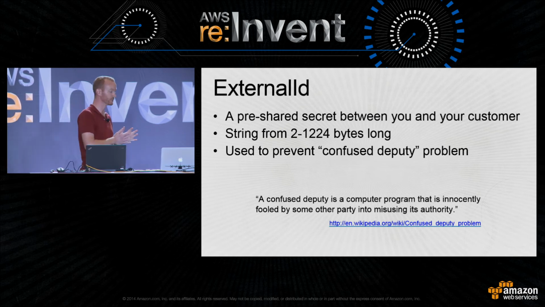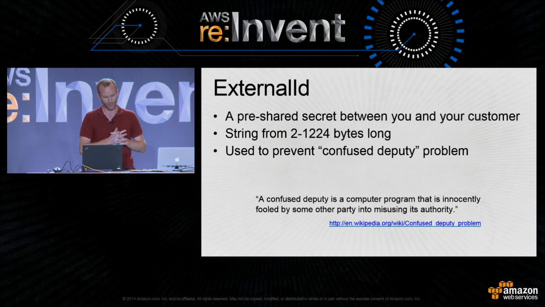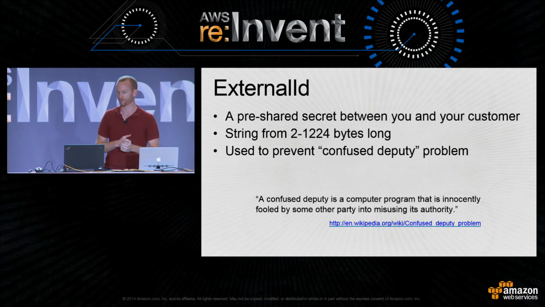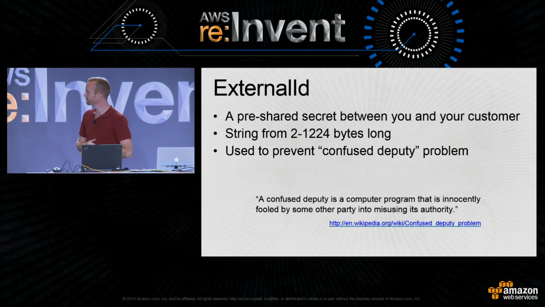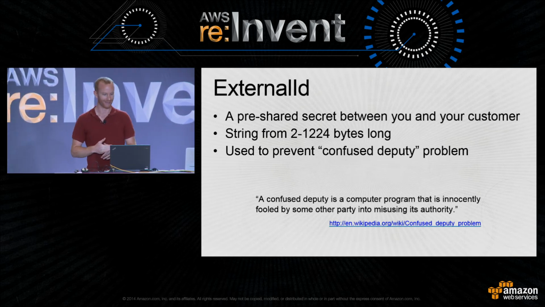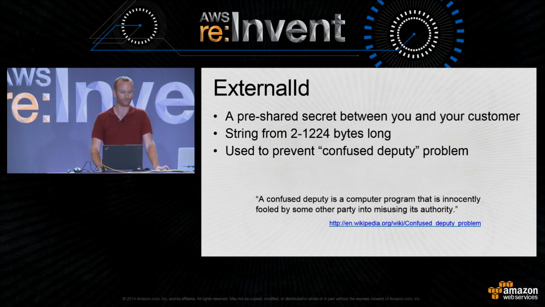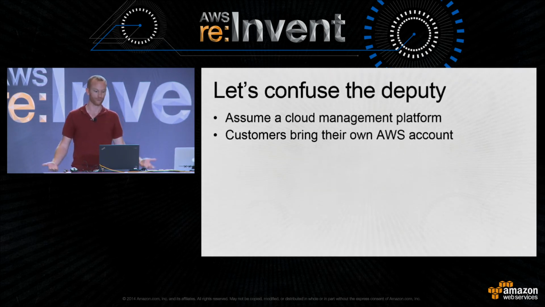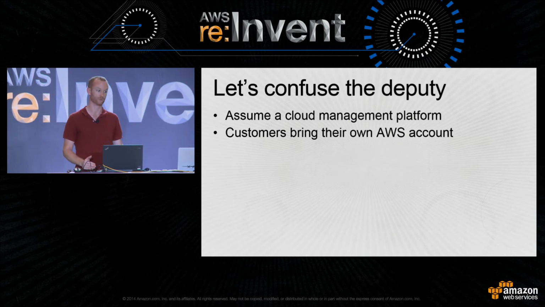All right, external ID, this is going to be a really fun one. External ID is a pre-shared secret between you and your customer. And it's used to prevent what Amazon and security researchers would call the confused deputy problem. What is a confused deputy? It's a computer program that is innocently fooled by some other party into misusing its authority. So let's confuse the deputy.